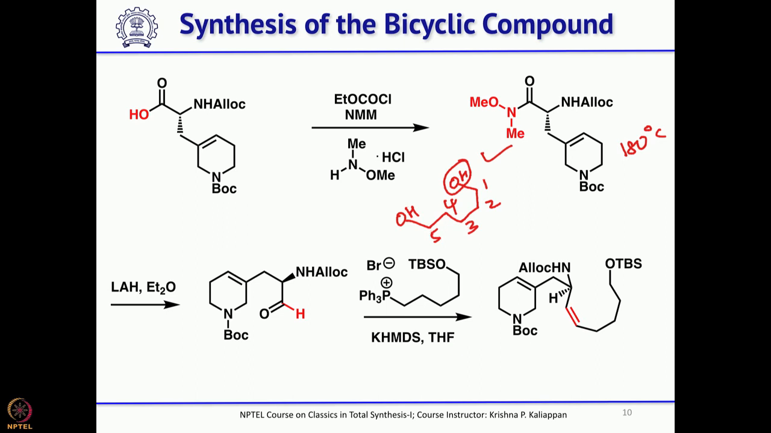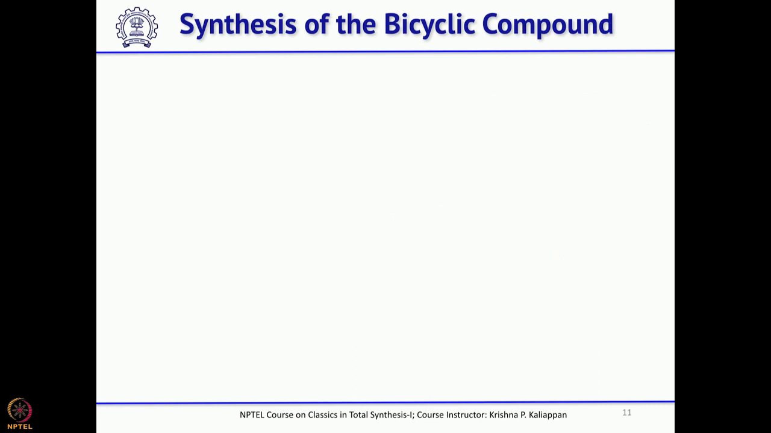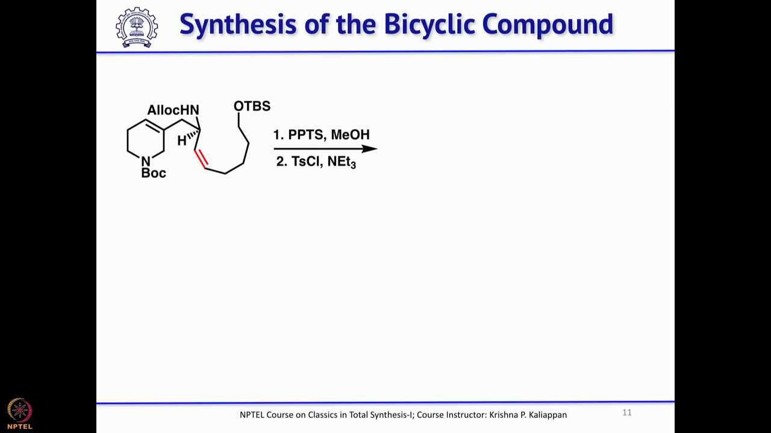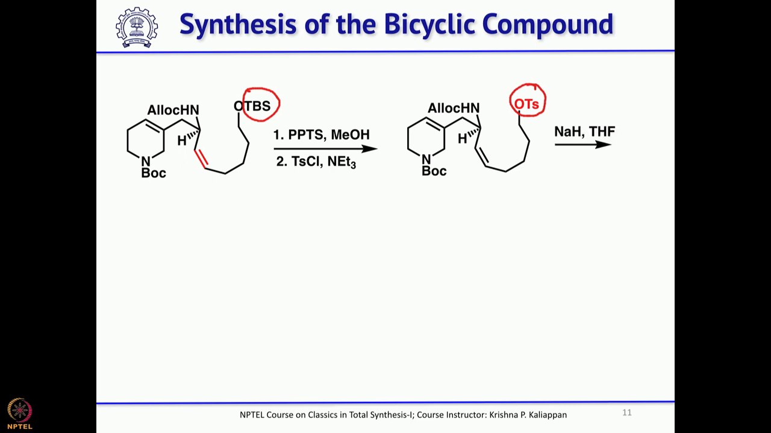So what is left now? You have to do this cyclization here. For that, first you have to remove the TBS group. The primary TBS was removed using PPTS methanol, then converted that alcohol into a good leaving group, that is tosylate. Now sodium hydride and THF.